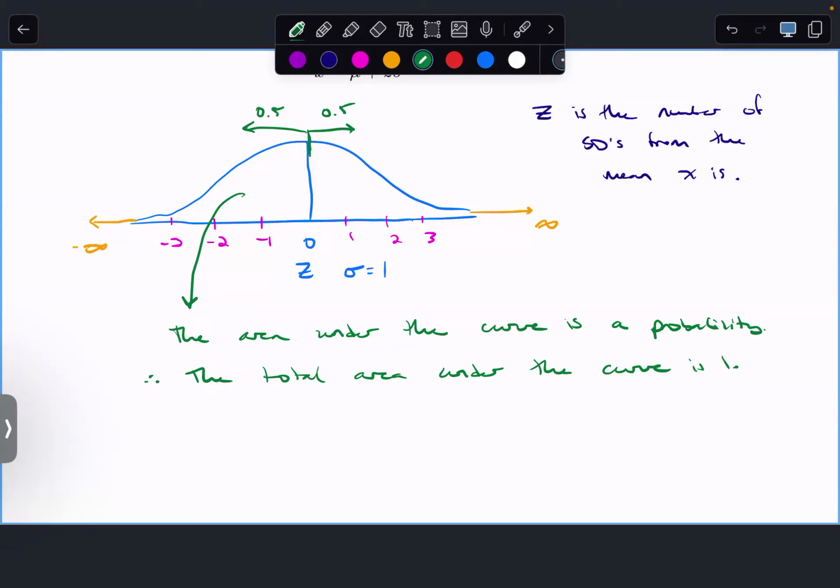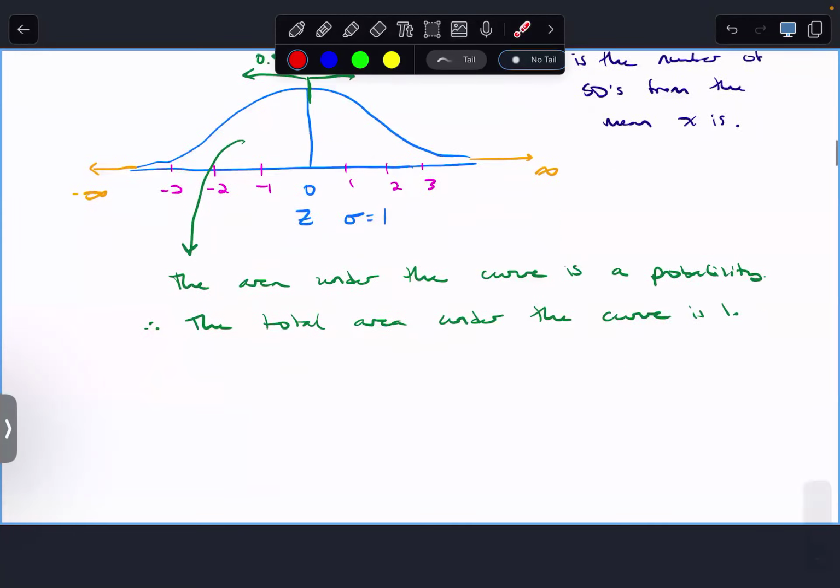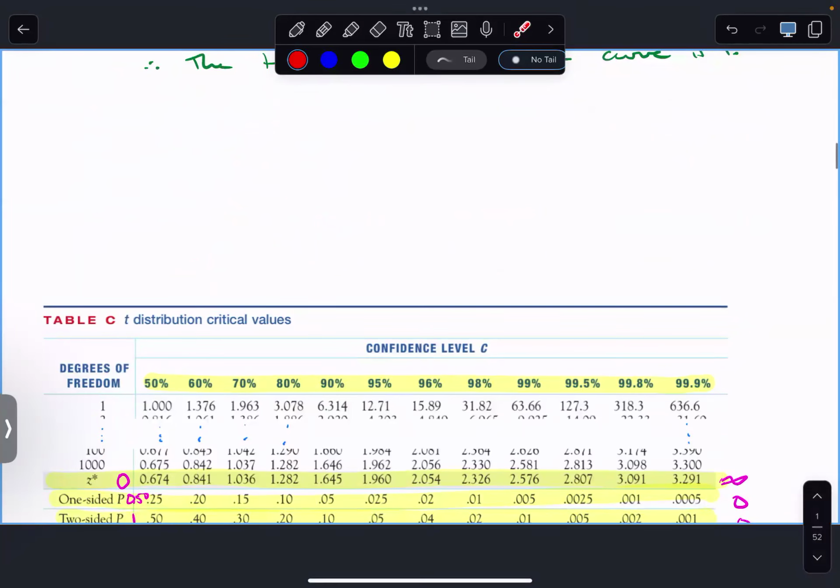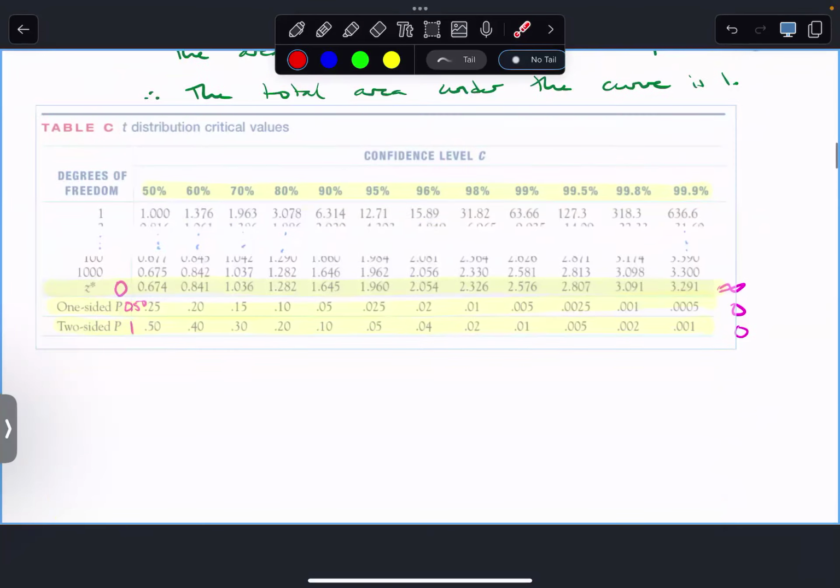Okay, and so then we said, the area in one of the tails is 0.5. The area in both of the tails is 1, from 0. That's not usually what we're interested in, right? We're usually interested in values out here. So then we're going to use a table.